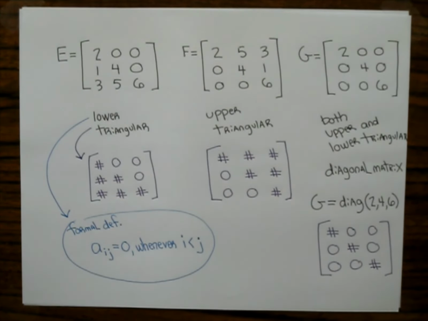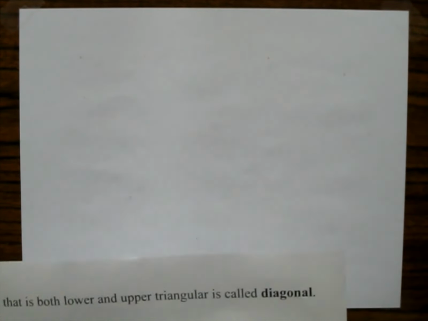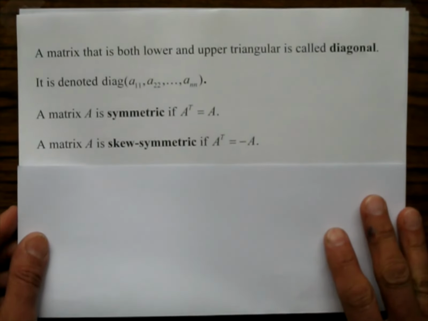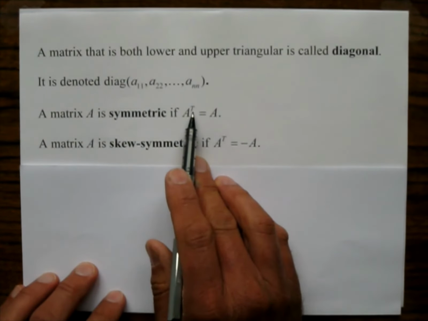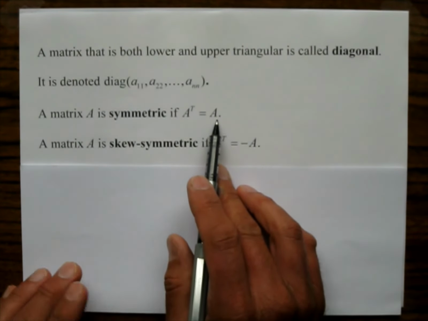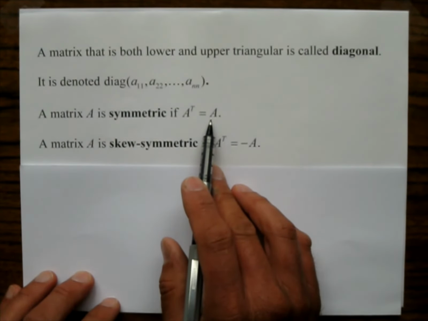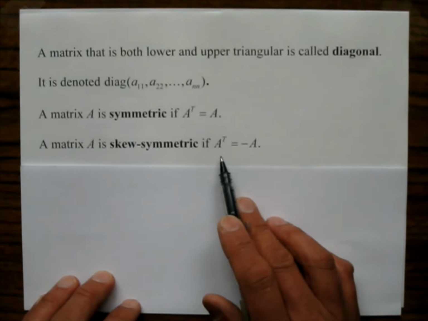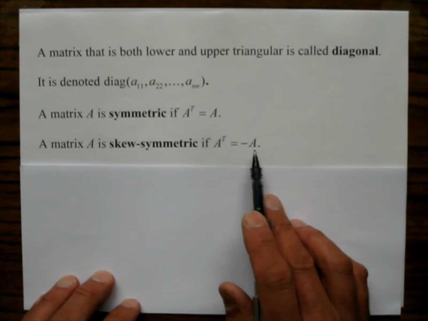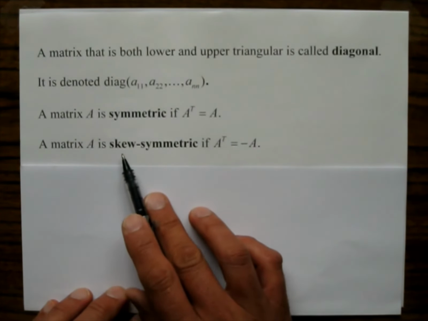Okay, so that takes care of triangular matrices and diagonal matrices. This is all for square matrices. Let's go ahead and take a look at our next two definitions. A matrix A is symmetric if A transpose equals A. So that's something kind of weird to say, but this is for square matrices. A square matrix A is skew-symmetric if A transpose equals negative A. Sometimes they say anti-symmetric in other books, but not in this book.